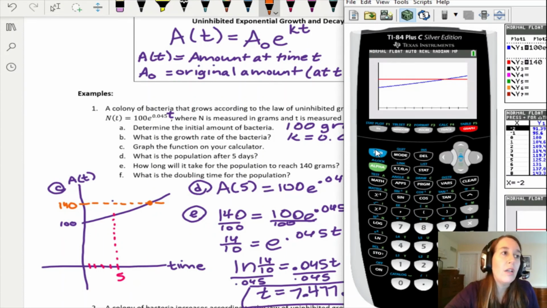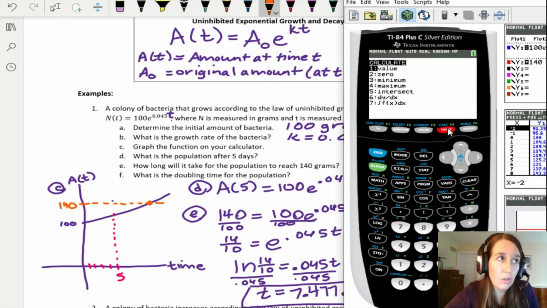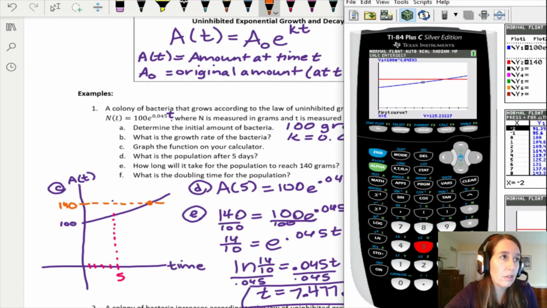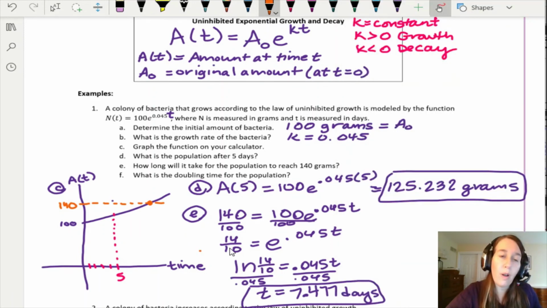So to calculate that on your calculator, just go second, calculate, which is again trace, and then we want intersect, number 5. When you do intersect, look at the bottom, it says first curve, just hit enter. It'll switch over to your other curve, hit enter again, and then you don't have to do a guess, so just hit enter again. It gives you the answer, and notice it's the exact same answer we found by hand, 7.477 in days.